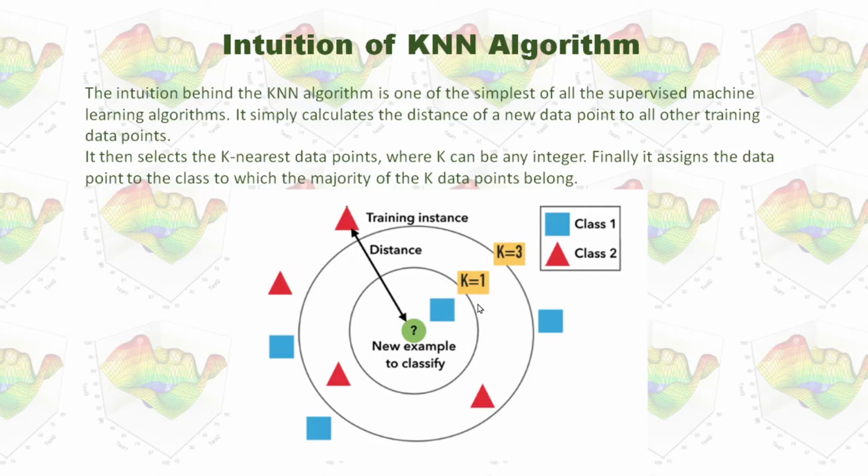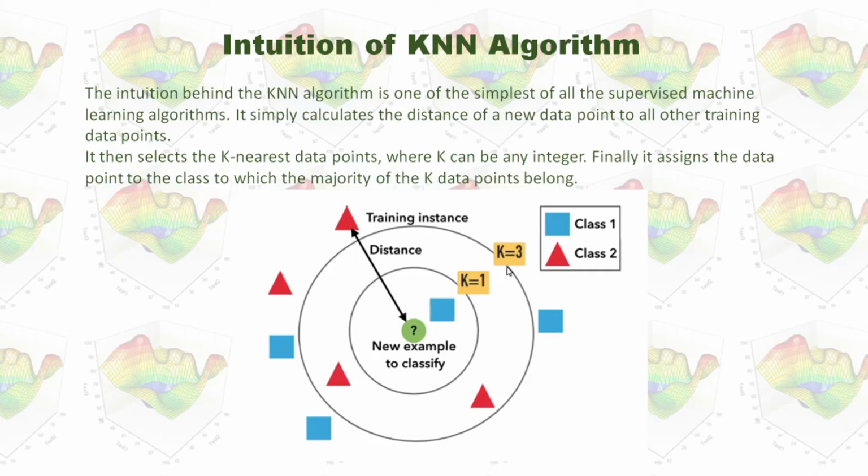If we say k equals 1, that means we will classify this new data point as the closest existing data point. If we see a square is the closest data point to this new data point, we will classify this new data point as class square.